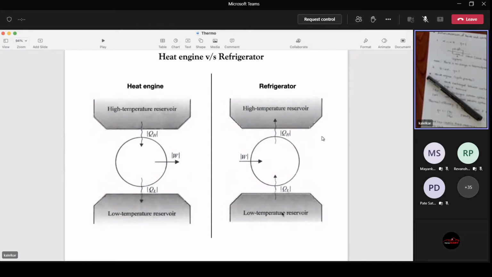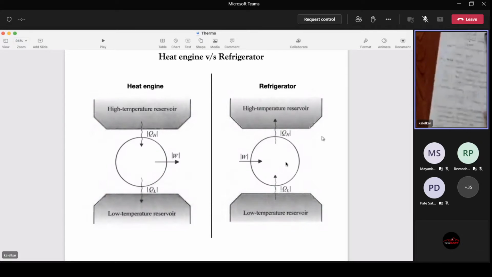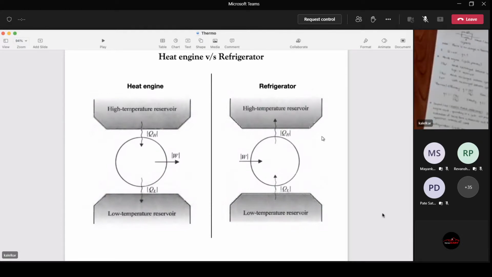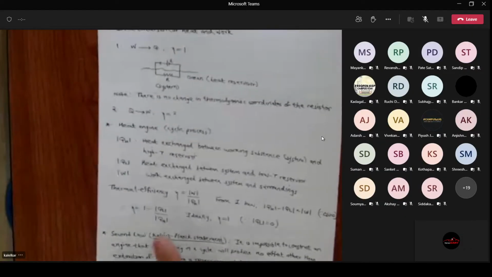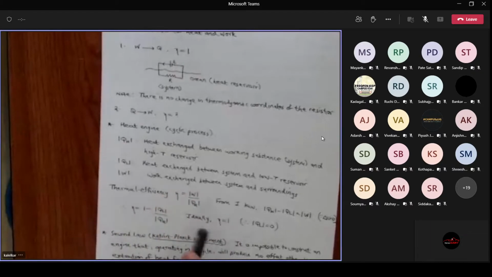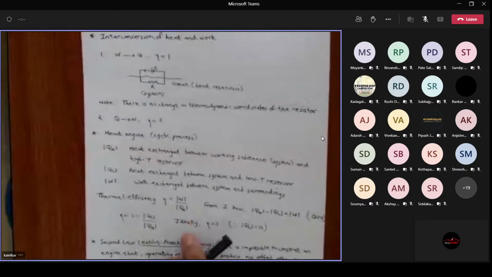So what is the efficiency of a heat engine? I'll just be back.